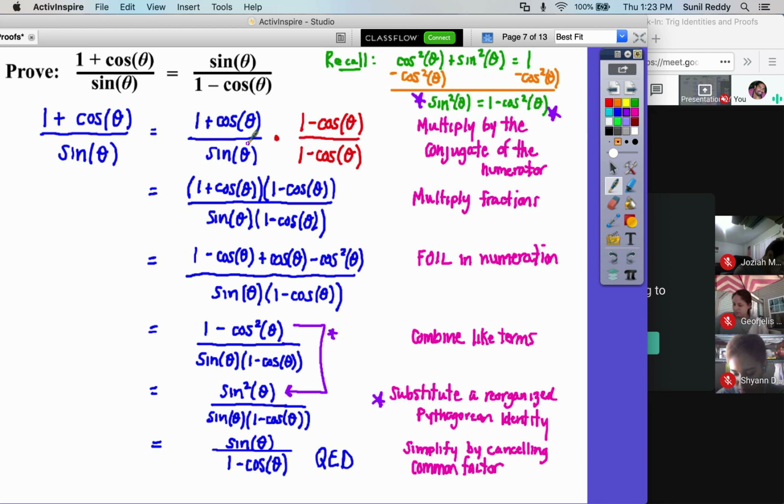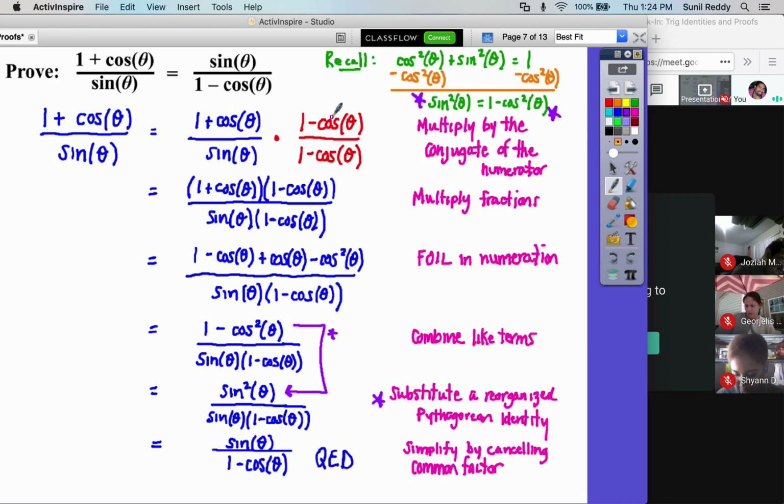One strategy to use sometimes, when you have a binomial, so adding two terms together, in a single fraction, is often to use a conjugate. If you remember conjugates with radicals like a plus root b, we multiply top and bottom by a minus root b, that kind of thing. So conjugates are used here also. What I did was I multiplied top and bottom by the conjugate of that numerator. So if it was 1 plus cosine on the numerator, I'm multiplying top and bottom by 1 minus cosine.